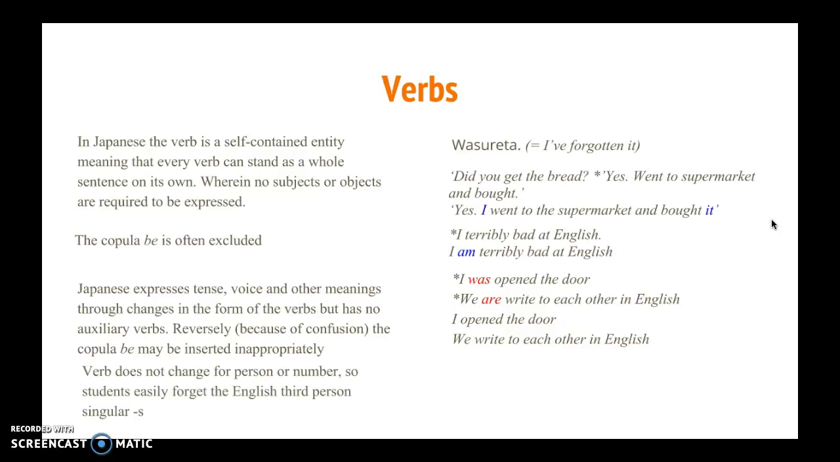Verb does not change for person or number, so students easily forget the English third singular S. This is a common problem with many other students as well, but this might appear as well. She usually go to country at weekend instead of she usually goes to the country at the weekend. Let's move on. Number and the use of articles.